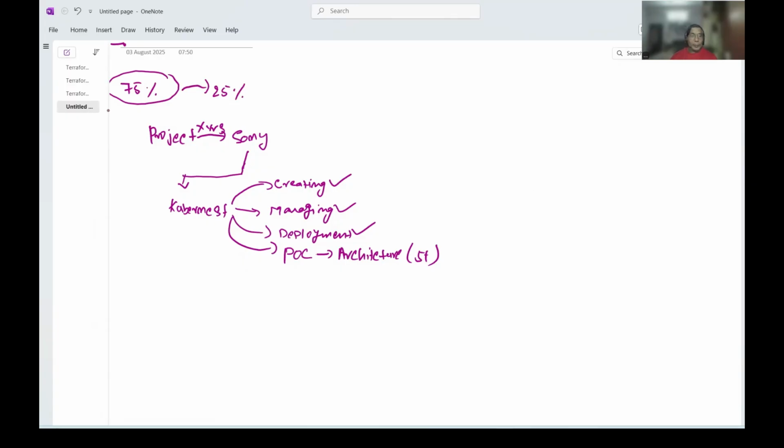Other than this, you can also talk about Terraform as the IaC, infrastructure as code, which you have worked on. If you have experience working in Terraform, you can say Terraform.